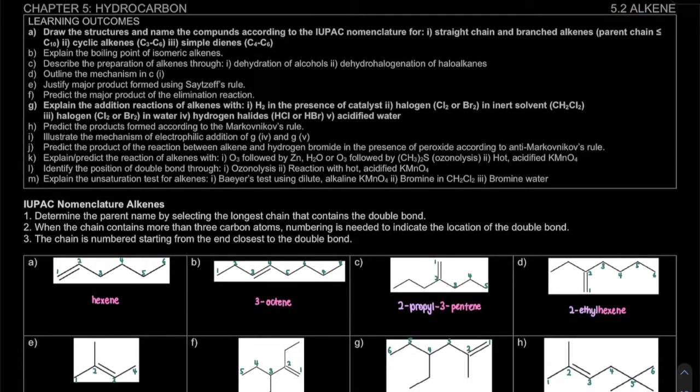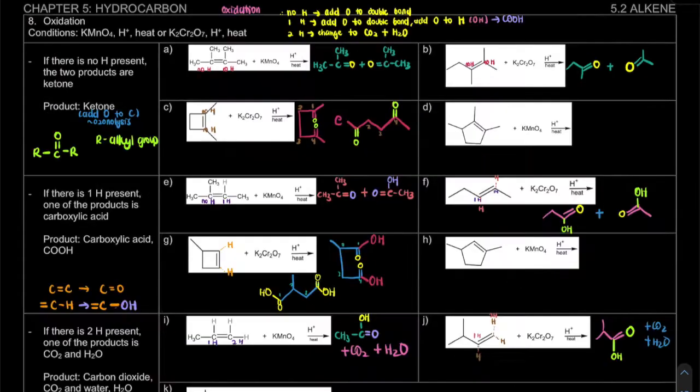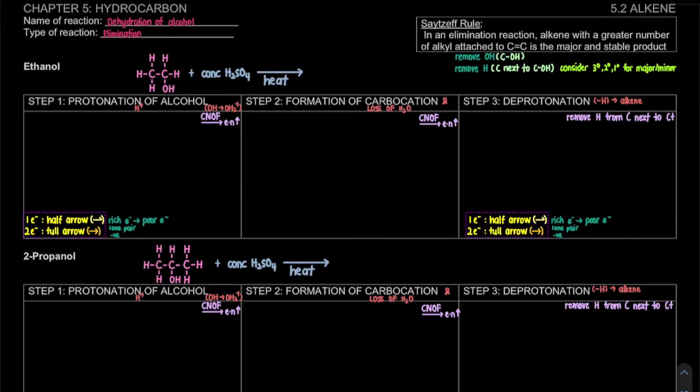So without further ado, let's look at the mechanism of dehydration of alcohol, which is on your notes on page 18. Dehydration of alcohol is the name of the reaction. Dehydration means that we're going to remove water. Where there is removal of a water molecule, or removal of an atom or molecule, the reaction is actually an elimination reaction. For the elimination reaction, it follows Saytzeff's rule, where it mentions that the alkene with a greater number of alkyl groups attached to the carbon-carbon double bond is the major and stable product.